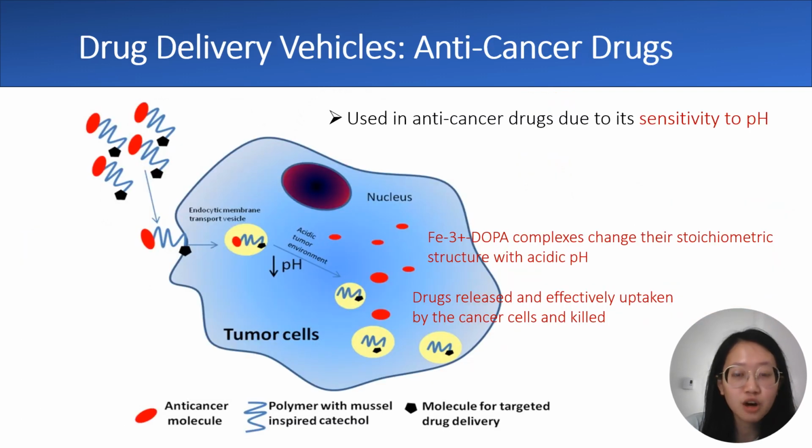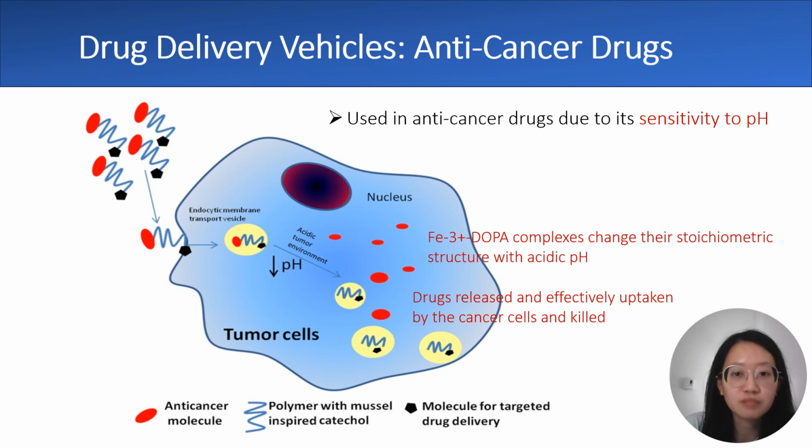So the chemical complexes in Byssal threads have also been studied for their potential application in drug delivery systems due to their water-resistant, adhesive, and pH-responsive properties. So mussel-inspired protein nanoparticles have also been designed as intracellular drug vehicles in anti-cancer drugs due to their sensitivity in pH. Anti-cancer drugs require a release at acidic pH for effective cytotoxicity in cancer cells.